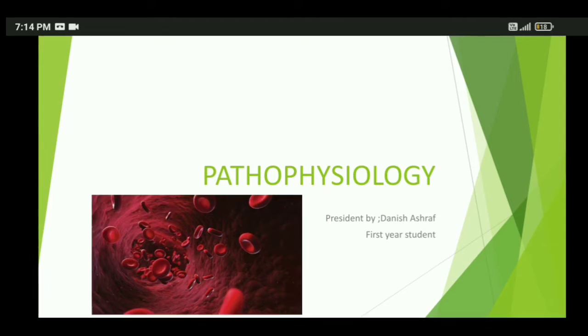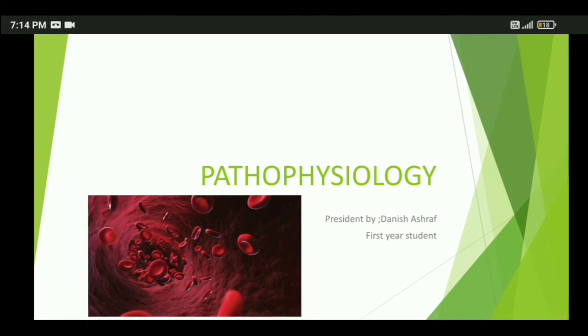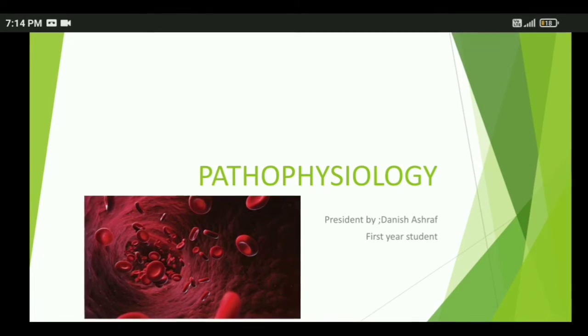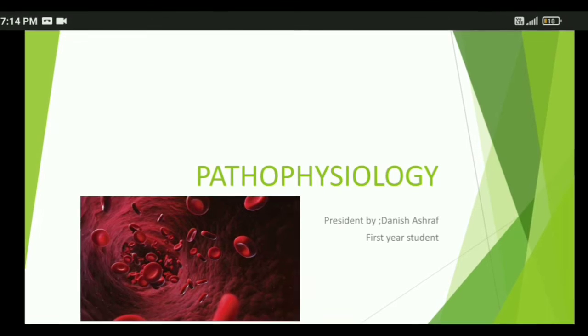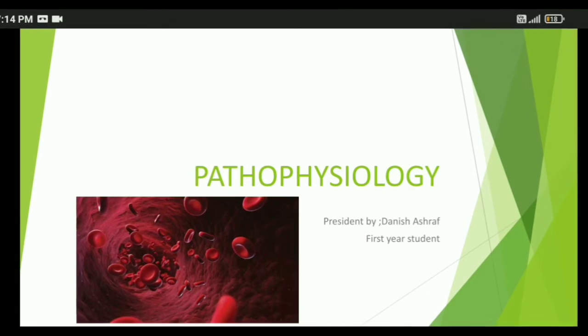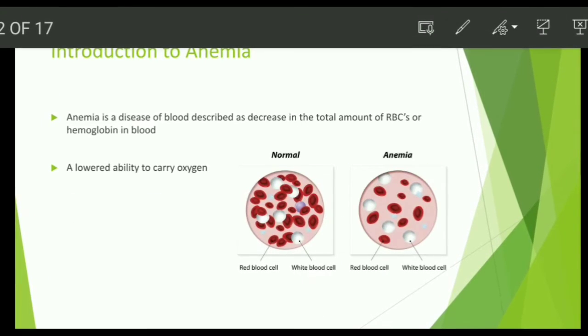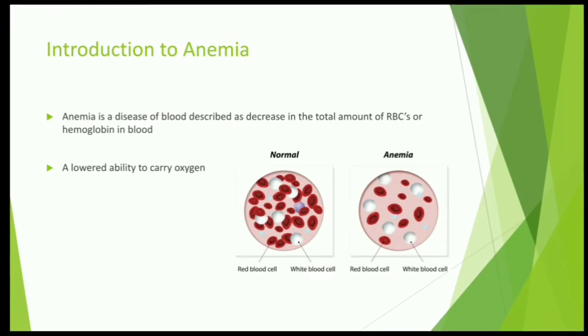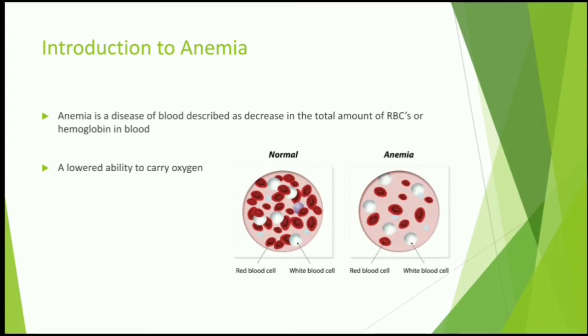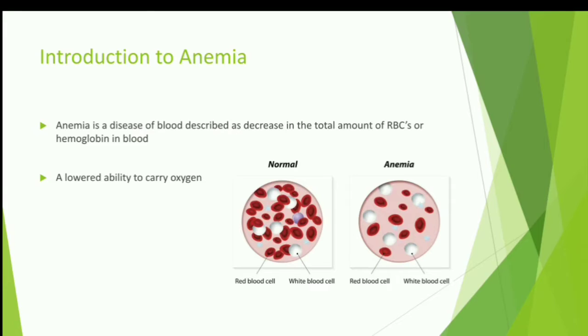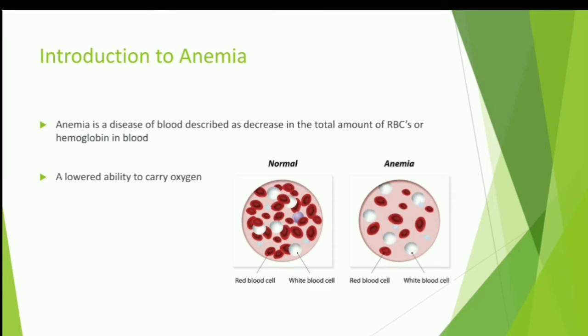Today I want to share some points regarding megaloblastic anemia. Before I jump into my topic, I want to tell you some things about anemia, so let's get started. Anemia is a disease of blood described as a decrease in the total amount of RBCs or hemoglobin in blood, or we can say it is the low ability of carrying oxygen by blood.